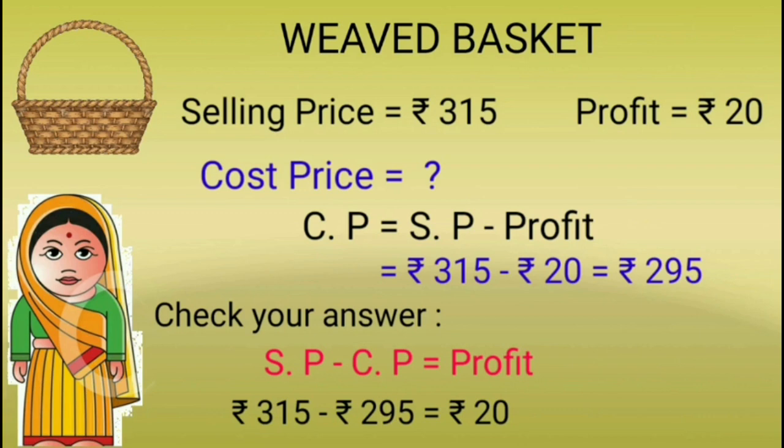As we already know, Mrs. Savitri sold at a profit of 20 rupees on each basket. It means our answer is correct. In this way, we can check our answer.